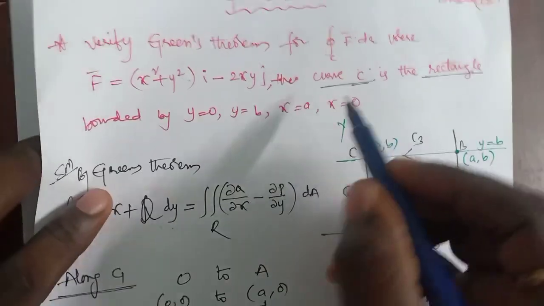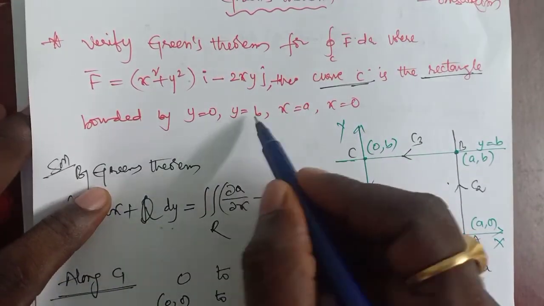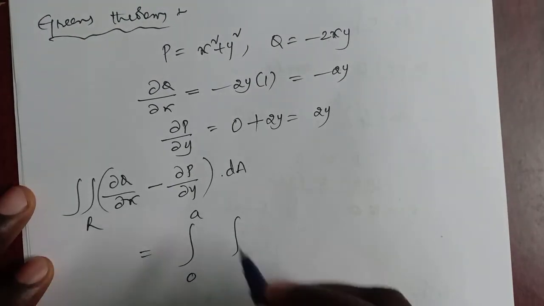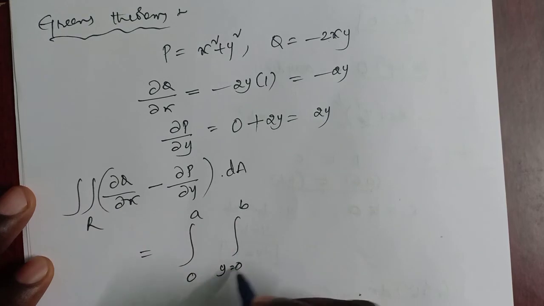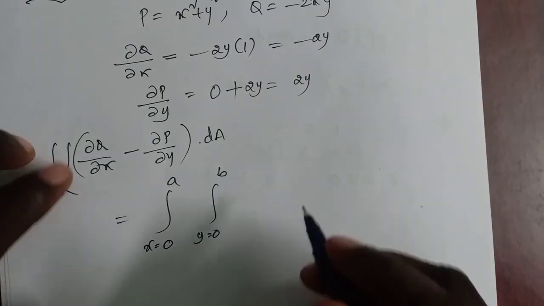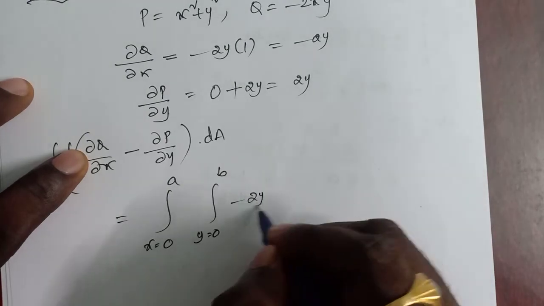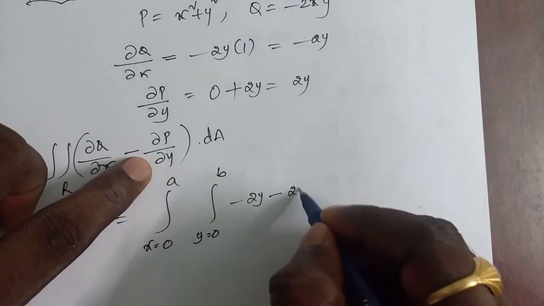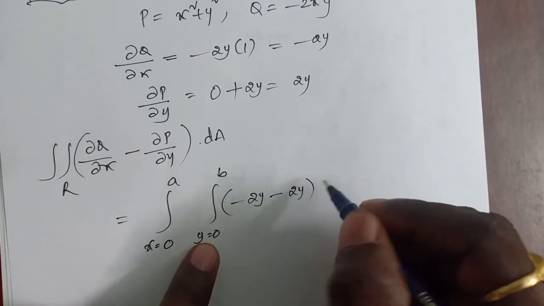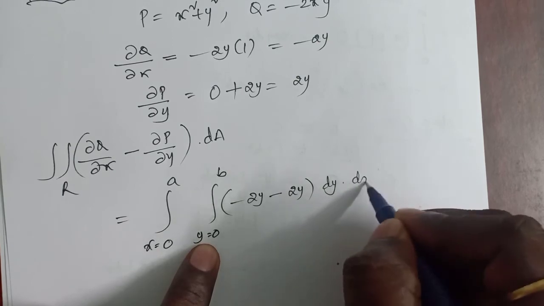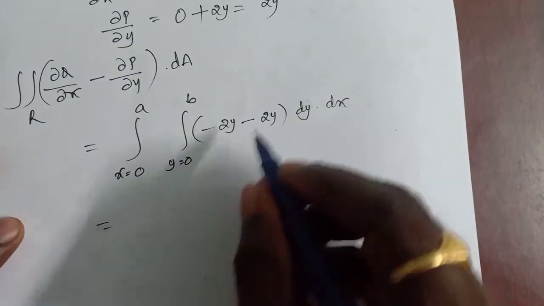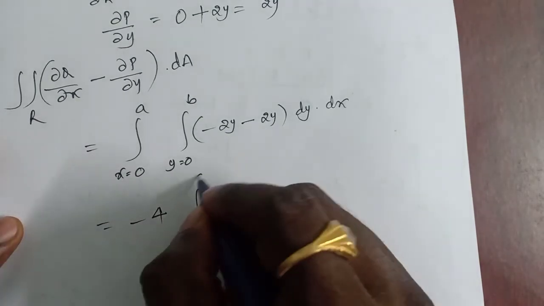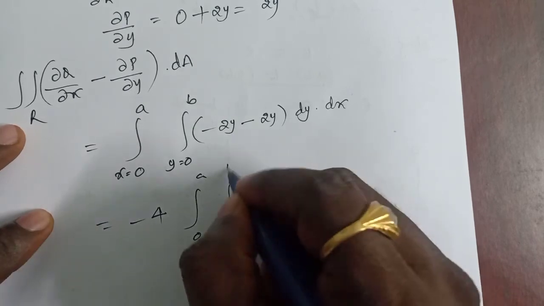Now coming to the two integrals, the boundaries are here. The x boundary is from 0 to A, and the boundary of y is from 0 to B. So these are the y boundaries and these are the x boundaries. Now dou Q by dou x is minus 2y, minus dou P by dou y, which is 2y. We integrate with respect to y first, so it is dy into dx. Then minus 2y minus 2y is minus 4y; take minus 4 as a constant outside, with limits 0 to A and 0 to B.